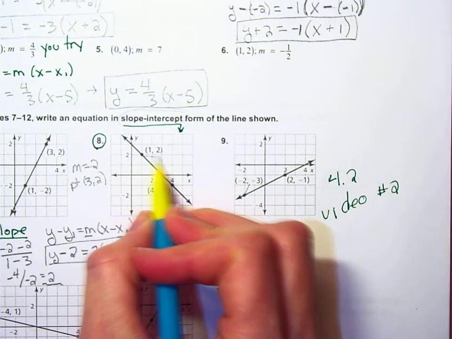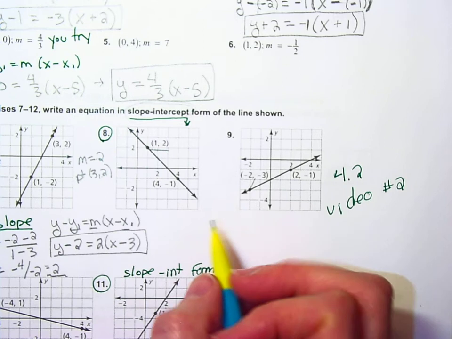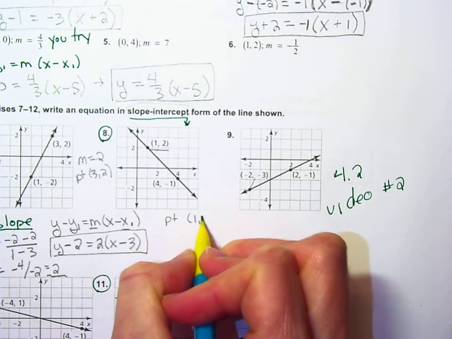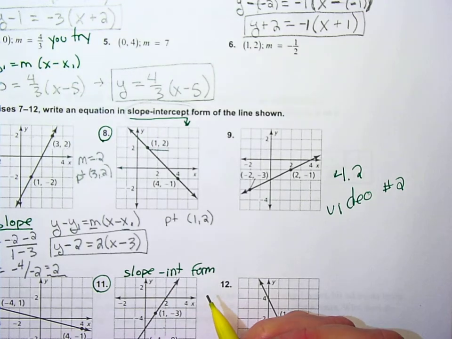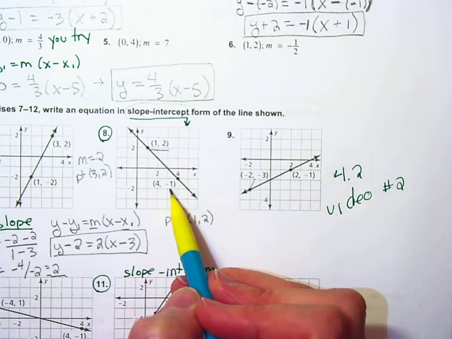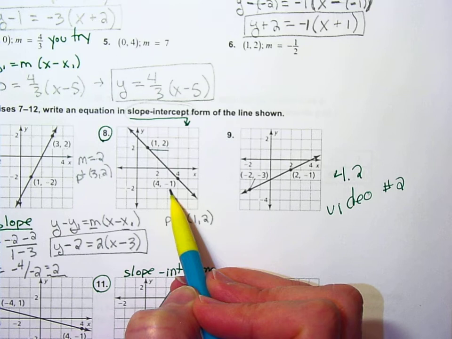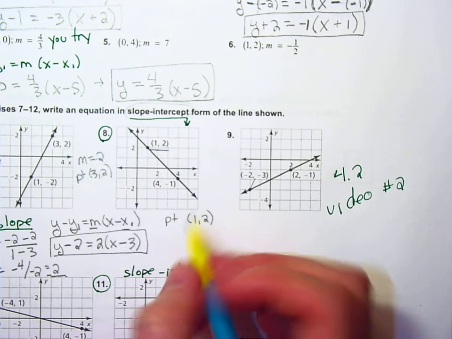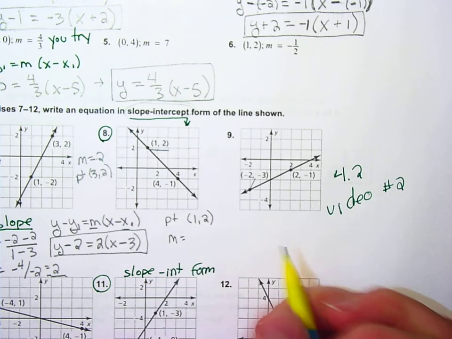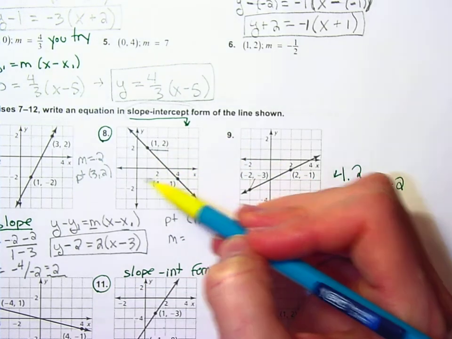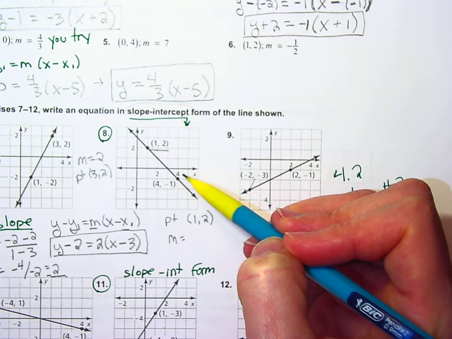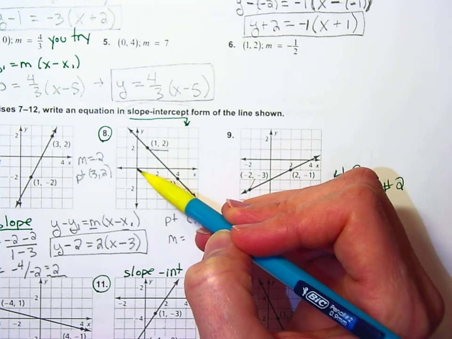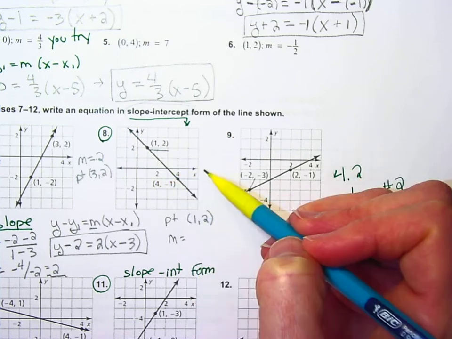Again, I'm going to pick this point, 1, 2, because it has no negatives. So I'm going to say my point is (1, 2). And then my slope, remember we have the option of using the slope formula, or we also have the option of counting on our graph our rise over run. So I think I'm going to do the rise over run. Now remember to check the scale, because Big Ideas likes to change the scale. This scale is going by ones, and this scale is also going by ones.